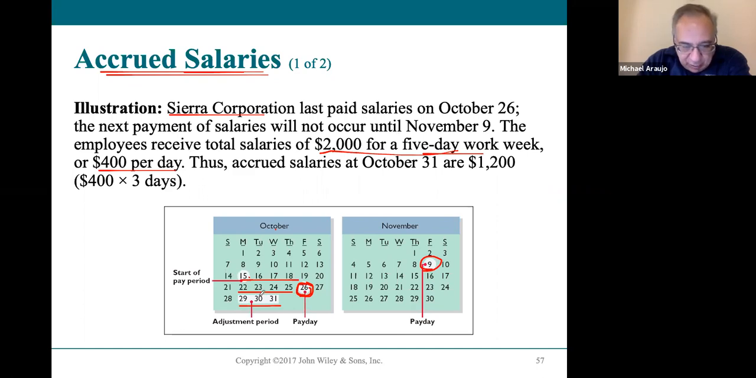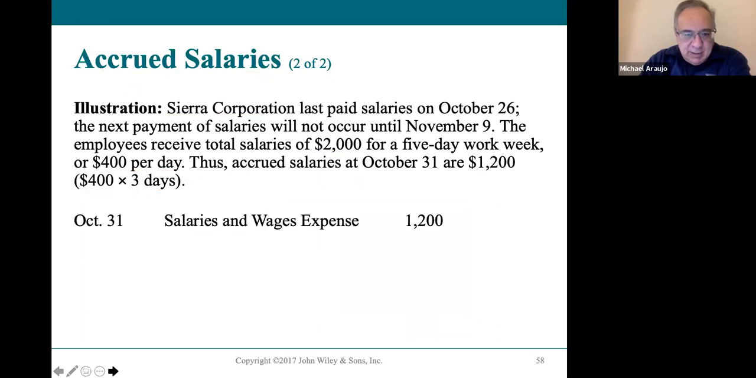The 29th, the 30th, and the 31st is October. Should be expensed to October, even though they're not going to get paid until November 9th. So these 3 days at $400 a day, $1,200, need to be expensed in October, but shown that they're going to be paid next month or next pay period. So that's the adjustment that we do here.